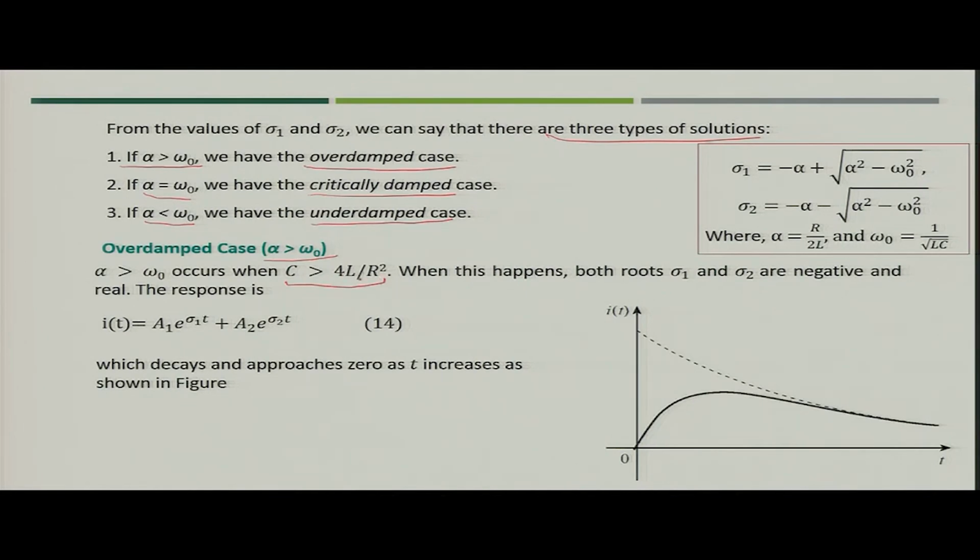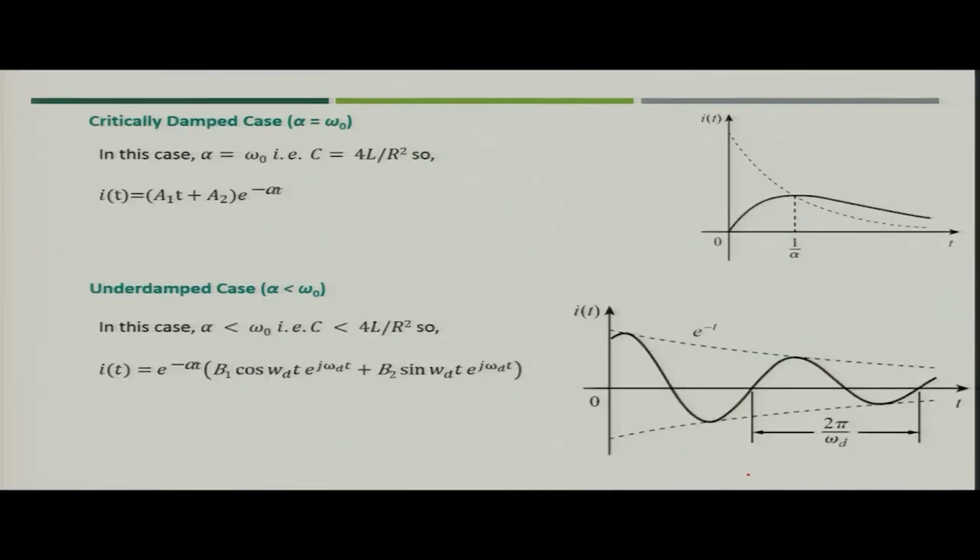Based on that condition, the current we found was A1 into e to the power sigma 1 t plus A2 into e to the power sigma 2 t. If you plot the variation of current i with respect to time, the curve starts from 0 and eventually settles down. Because it is source free, it comes back to 0 as time t tends to infinity.